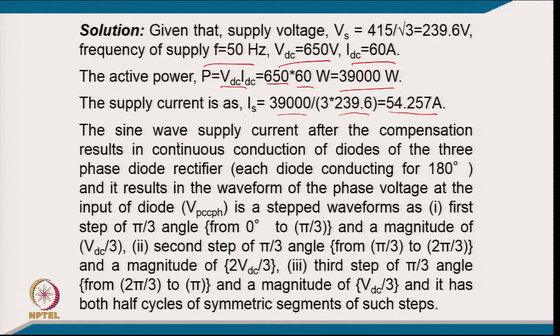Now, coming to calculate the voltage of series injection, the sine wave supply current after the compensation results in a continuous conduction of the diodes of the three phase diode rectifier, which is a part of the load. So, each diode conducts for 180 degree, and it results in a waveform of the phase voltage at the input of the diode rectifier, VPCC, that is a stepped waveform: the first step of pi by 3 angle from 0 to pi by 3 with a magnitude of VDC by 3, the second step of pi by 3 angle from pi by 3 to 2 pi by 3 with a magnitude of 2 VDC by 3, and the third step of pi by 3 angle from 2 pi by 3 to pi with a magnitude of VDC by 3, and it has symmetric segments of such steps in both half cycles.